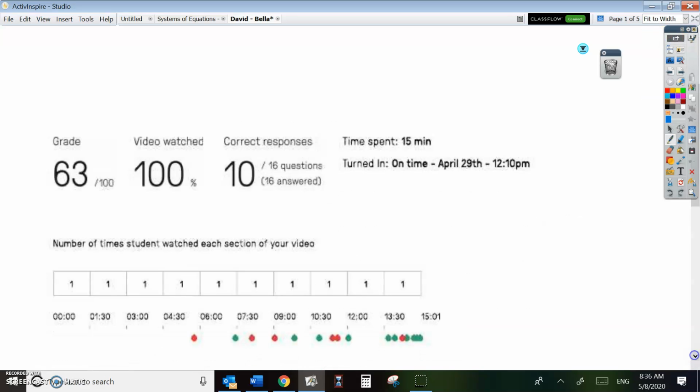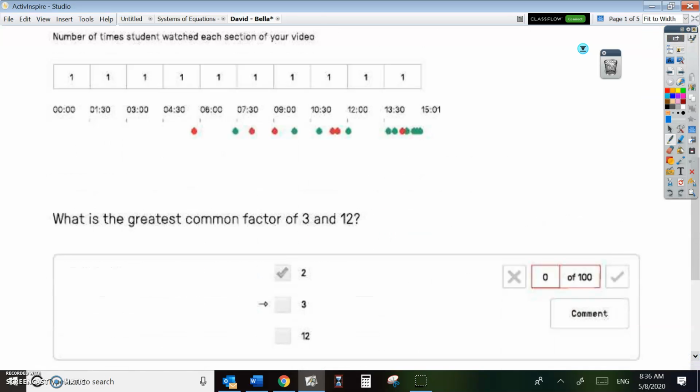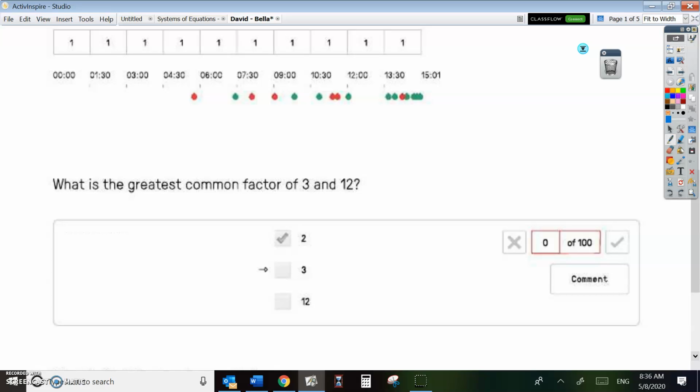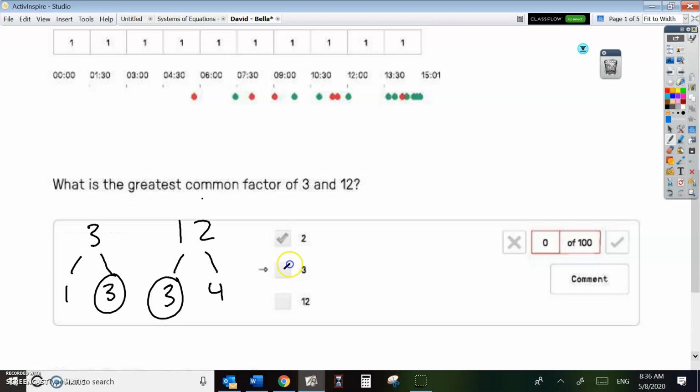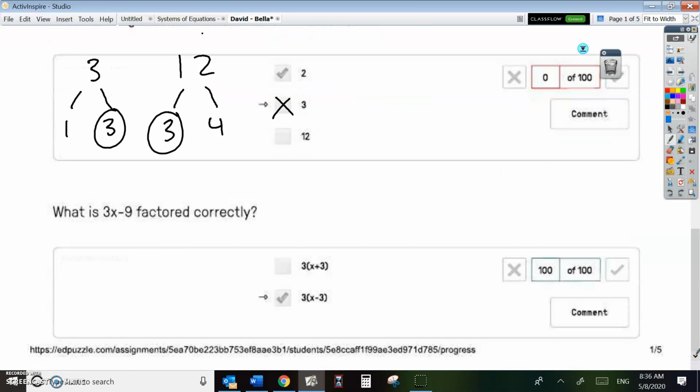This first problem here says, what's the greatest common factor of 3 and 12? We'll come back to multiplication. 3 has factors of 1 and 3, and 12 has factors of 3 and 4. Because they both have 3 as a factor, then you would mark here. So what you're doing is you're finding common factors in different types of problems.